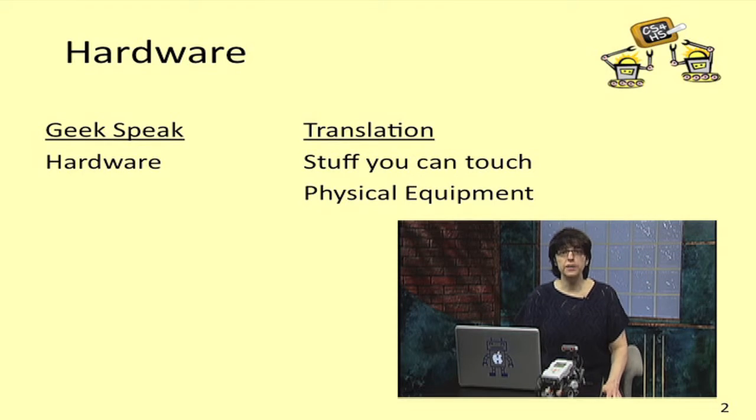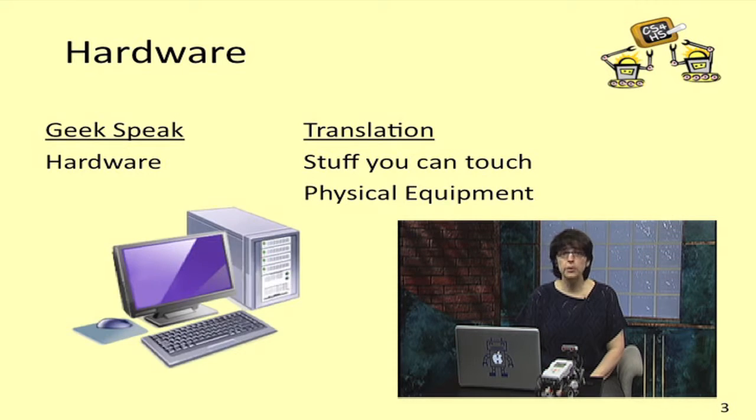Now it's time for us to get started with the fun stuff. In order to program a robot, you need to become familiar with the two different parts of the system, the hardware and the software. Your hardware is all the stuff you can touch. In other words, the physical equipment you're going to be using. Most people use the term hardware to refer to any electronic equipment that they use. So your computer, your keyboard, your monitor, your mouse, they're all hardware.